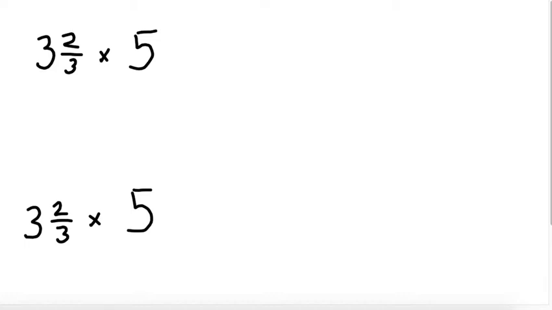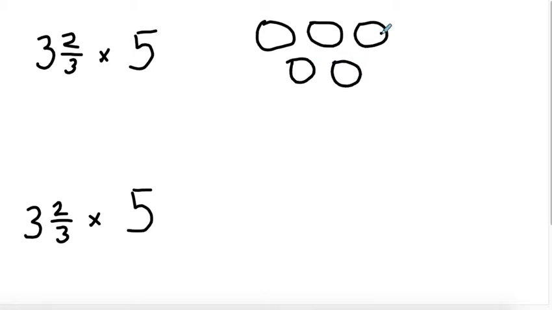All right. So here we go. Here's our example problem. We're going to do 3 2/3 times 5. So if you remember, multiplication just means groups of. So if you think about what we're doing here, we're taking 3 2/3 and we have 5 groups of that. So if you think about our 5 groups, there's 1, 2, 3, 4, 5. Each of those equals 3 2/3.